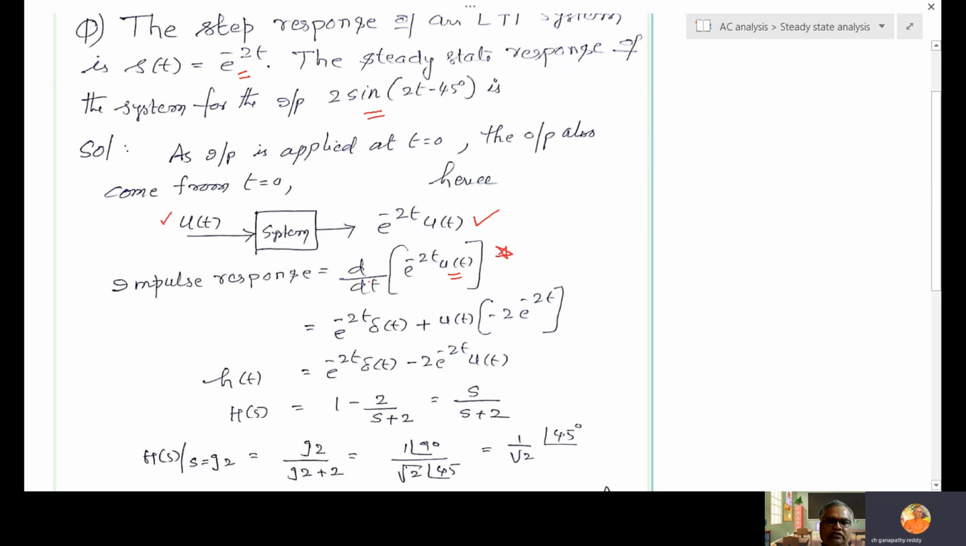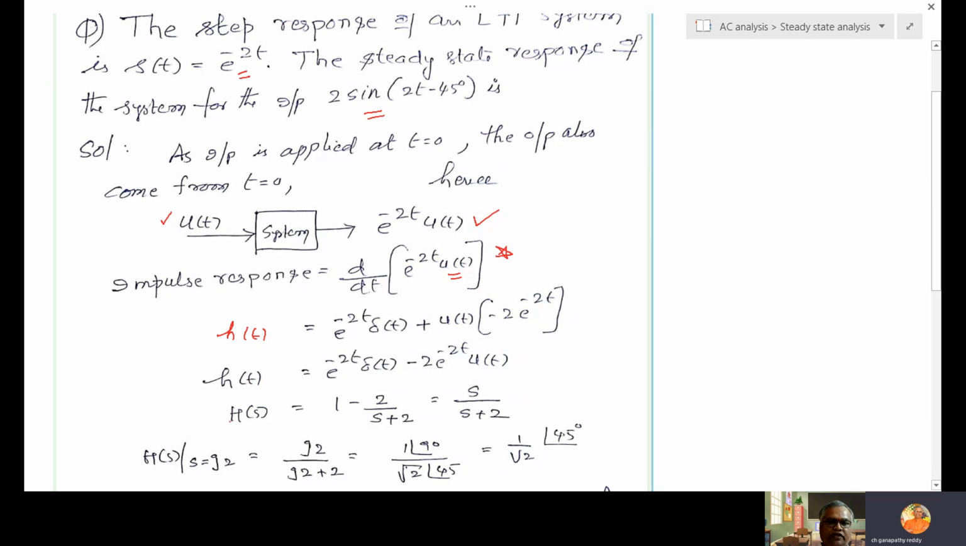Now you have to differentiate using the u into v method. If you don't take u of t, normally only one function you take and differentiate, and the answer is going to be wrong. So 2 e power minus 2t, derivative of u of t is delta of t, plus u of t times the differentiation of this, minus 2 e power minus 2t. So this is the impulse response h of t. This h of t, you simplify, you get this.